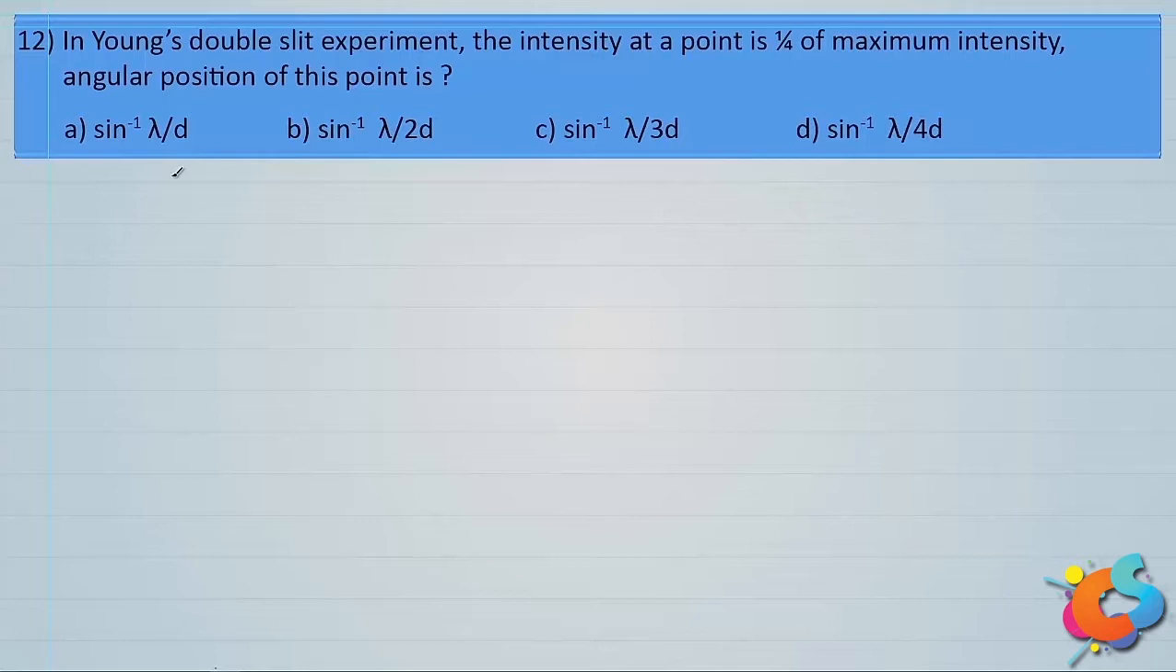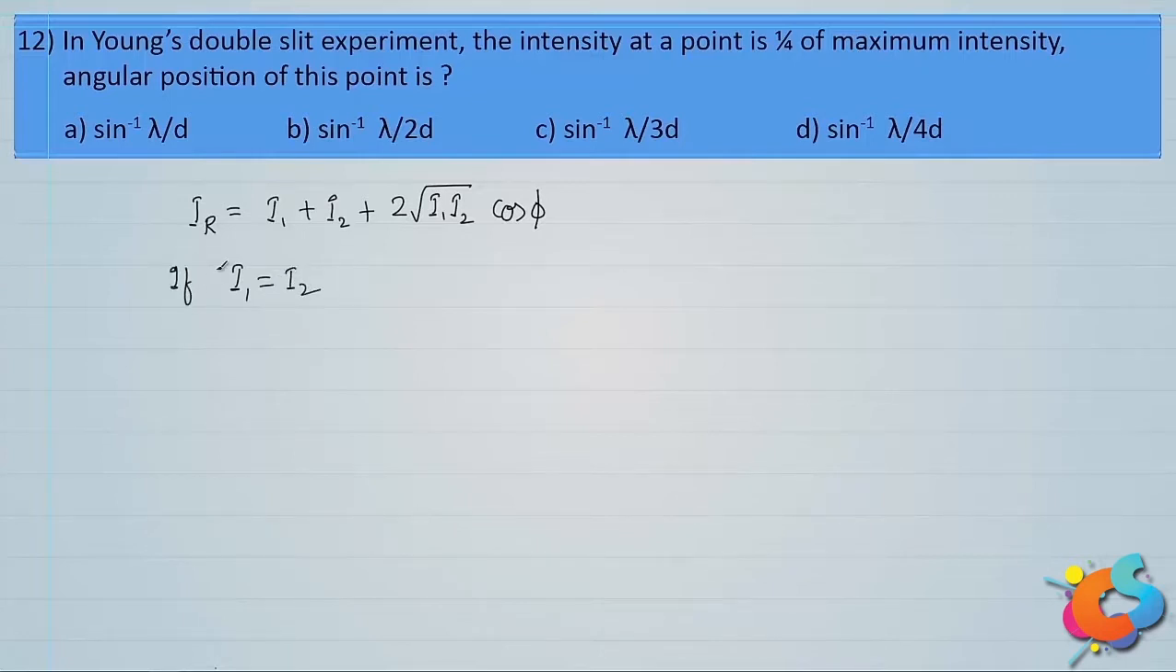This problem is based on the expression for the resultant intensity at any point on the screen. So you should be aware of this formula for resultant intensity at any point on the screen. It is given by IR is equal to I1 plus I2 plus 2 root I1 I2 into cos phi. But when the two intensities are equal, usually that is the ideal case.